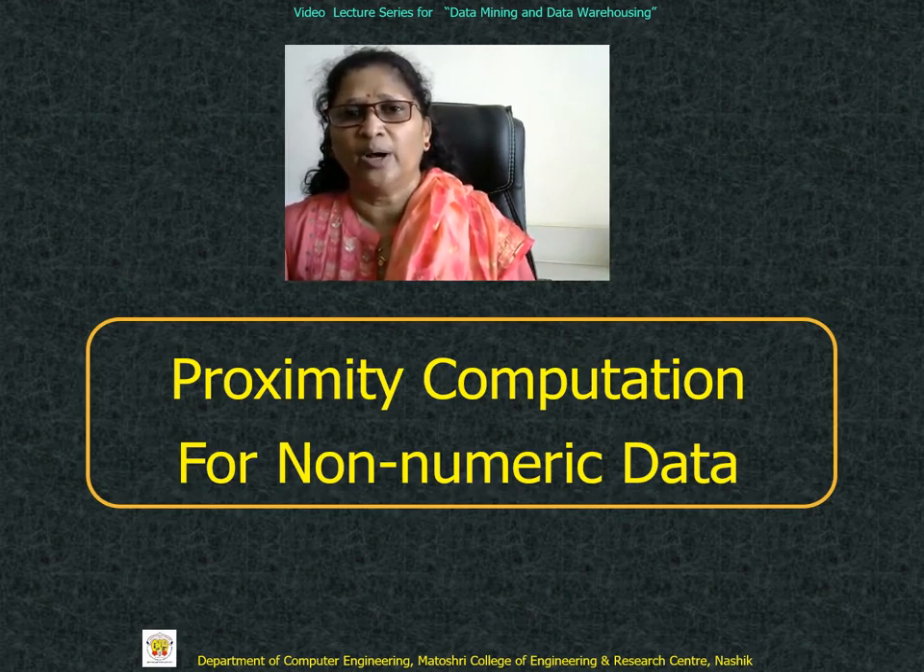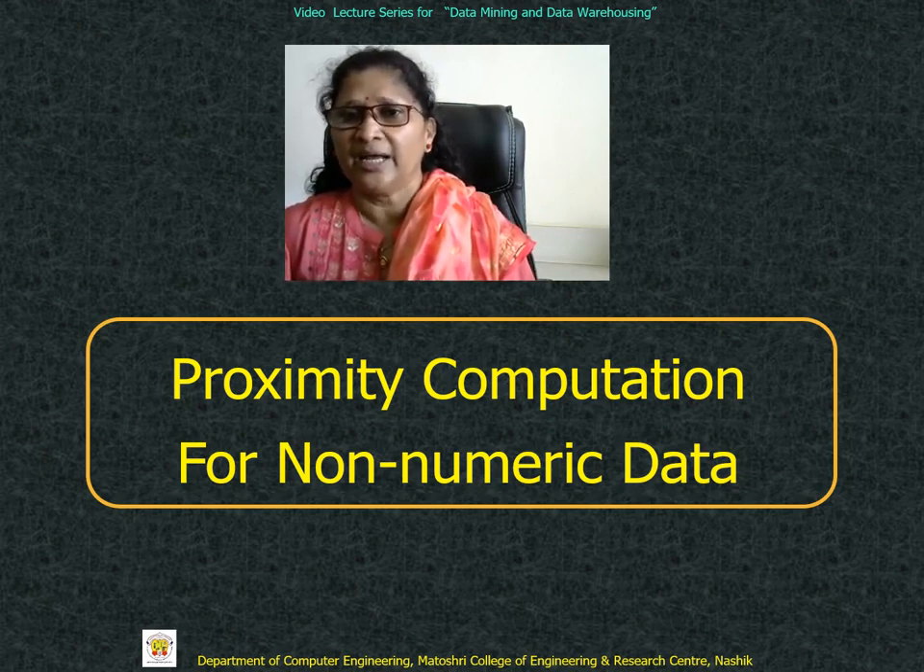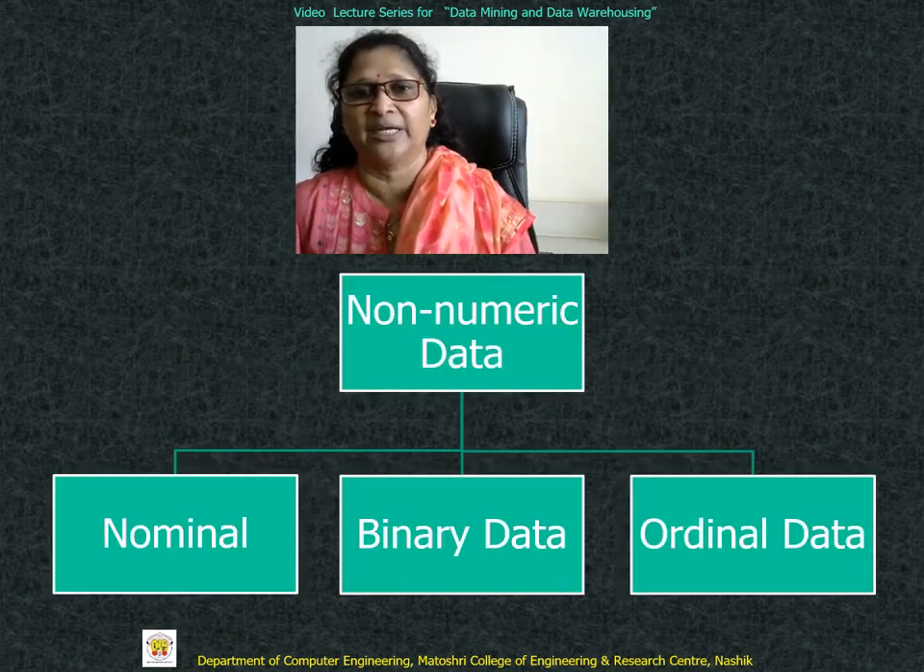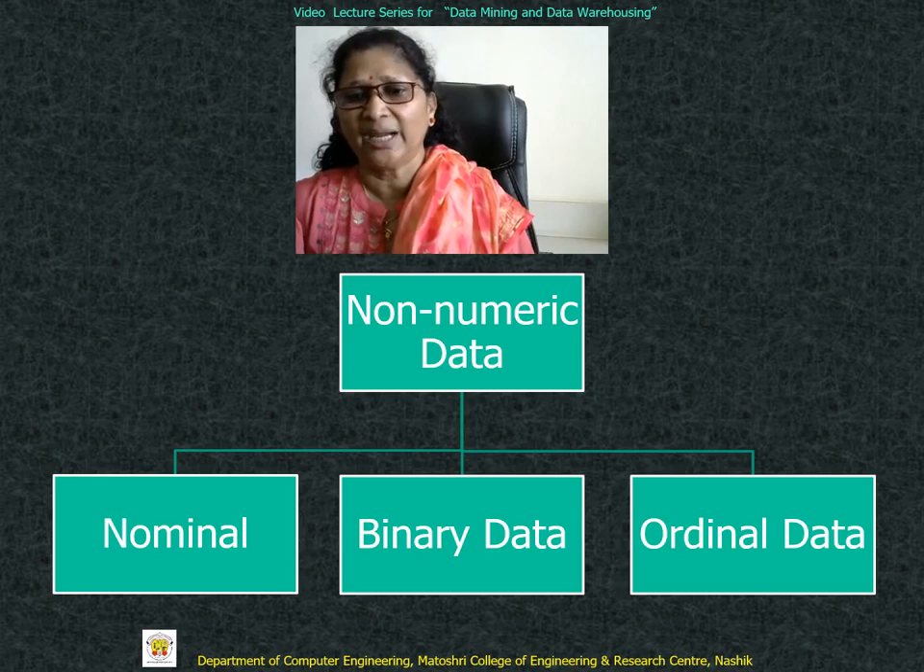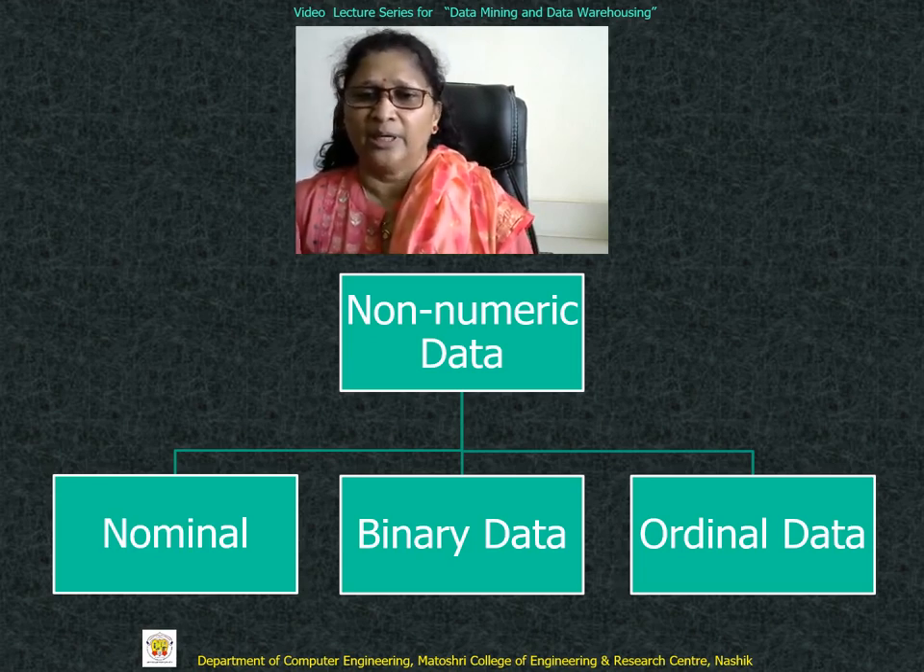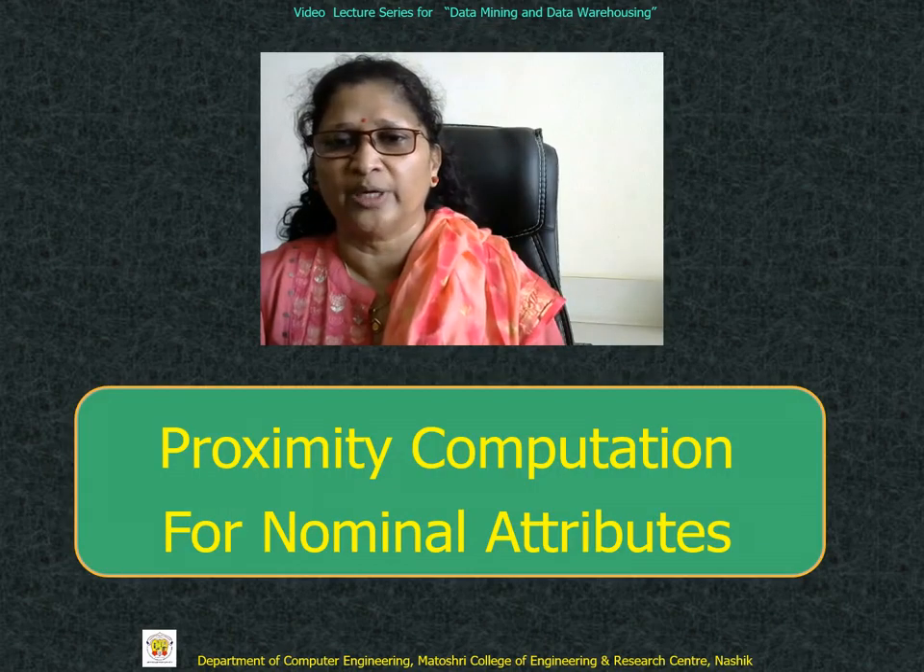computation for non-numeric data. The measurement and calculation of similarity plays a decisive role. So the computation of similarity has to be correct so that we get correct results after data mining. Non-numeric data is further divided into three: nominal data, binary data, and ordinal data. And we shall be learning how proximity is measured for each one of them.